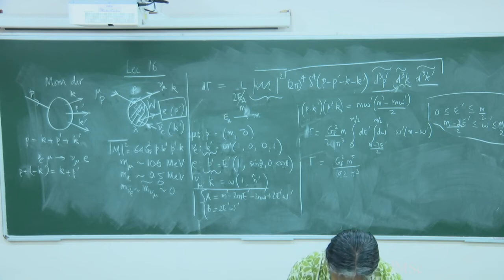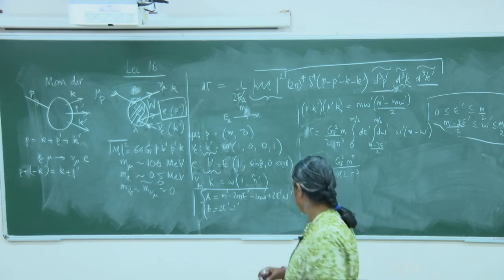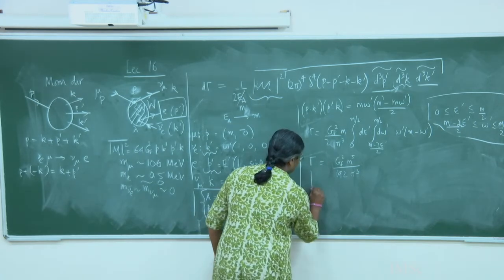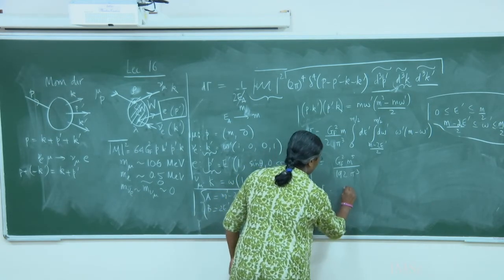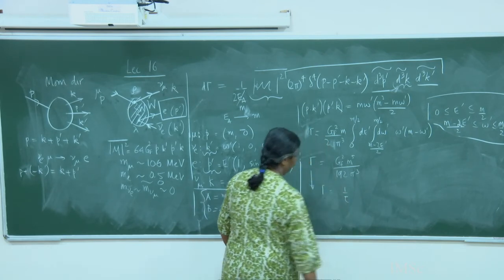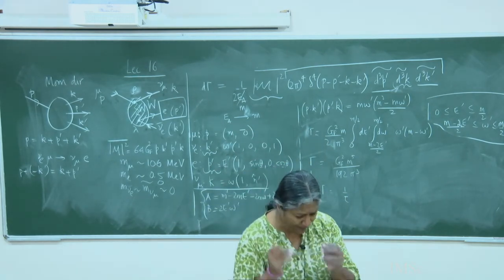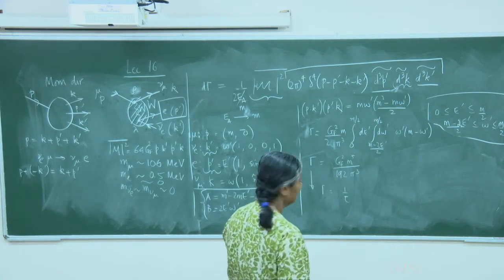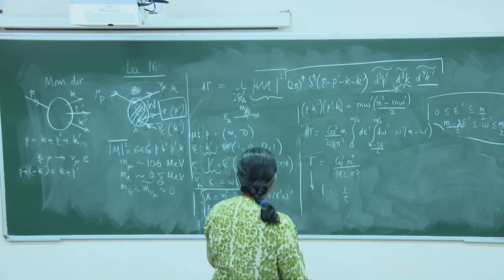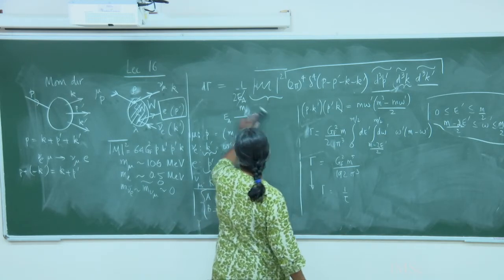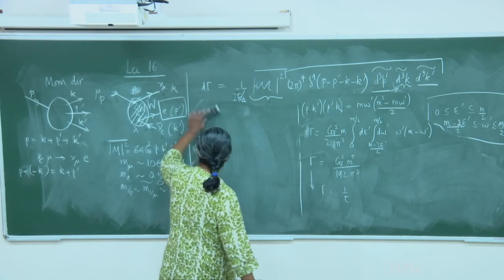Okay. Now all you need to do is, I can write gamma is equal to 1 by tau. Okay. Is this part clear? Has everybody understood this part? We have finished the calculation, so I am only going to interpret the results now.